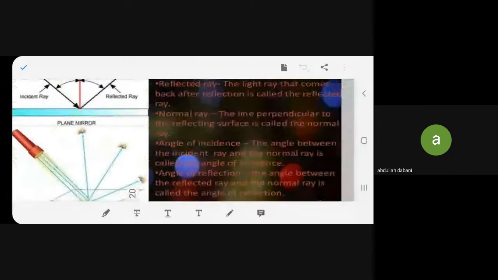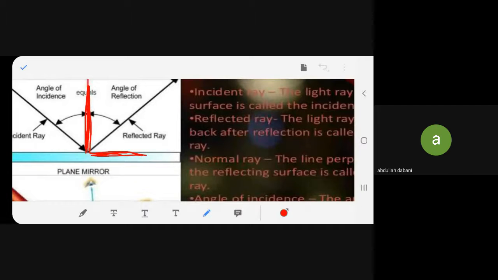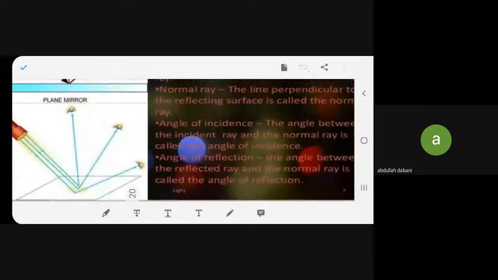This is perpendicular. What does the word perpendicular mean, beta? It makes 90 degrees. You see this red line? It's perpendicular to the surface. This is making 90 degrees. This is also perpendicular, also making 90 degrees. So this normal line is making 90 degrees to the mirror surface. Is it clear, beta? Yes. That becomes the normal. Now we come to the angle of incidence.